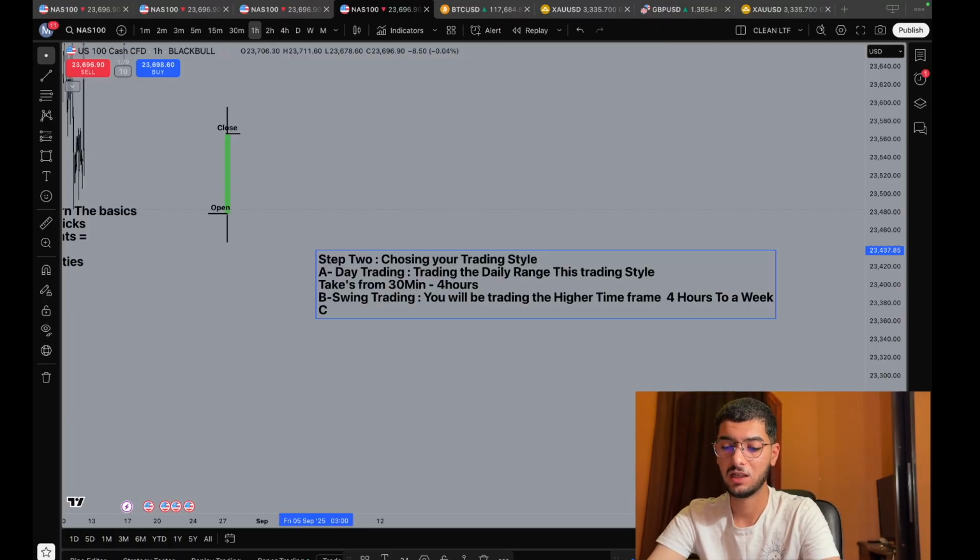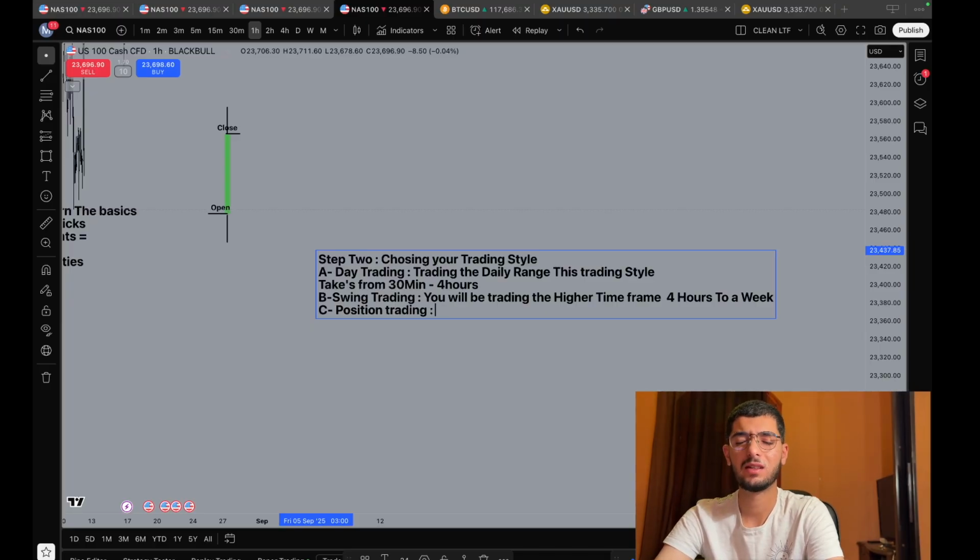And C, we have position trading, which takes much more patience than swing trading because trading setups for position trading could take from a week to 3 months to form, and it also takes a little bit of time to reach objectives because you will be basically trading the daily candle and the daily time frame and the weekly time frame. That's why it's going to take a little bit more time.